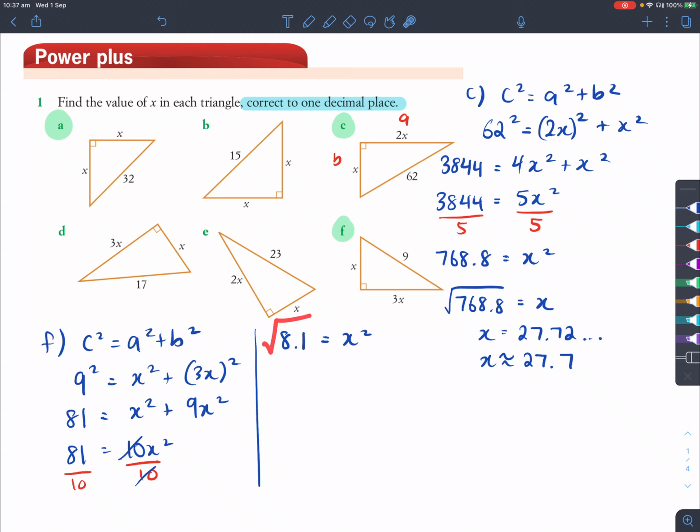Now, if you take the square root of both sides, this will cancel, so on the right side you have x, and on the left side the square root of 8.1. So x will now equal 2.846... To one decimal place, if we draw a line after one number after the dot, the 4 rounds the 8 down. So that will be 2.8 to one decimal place.